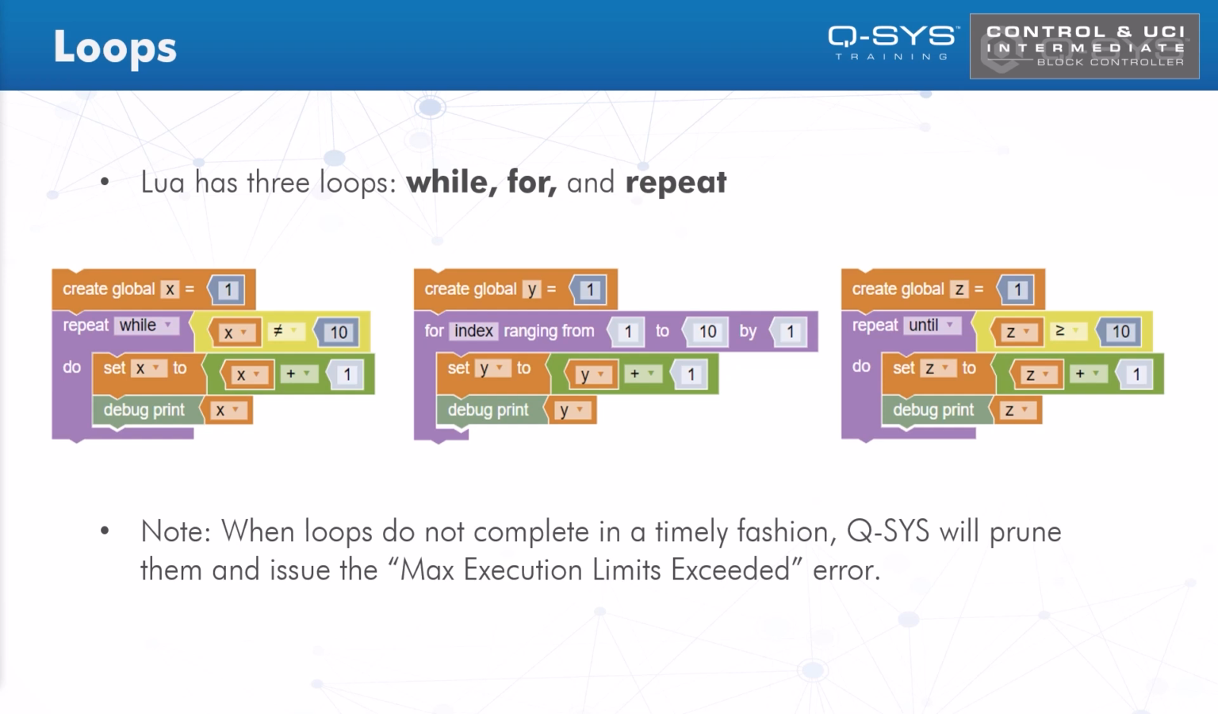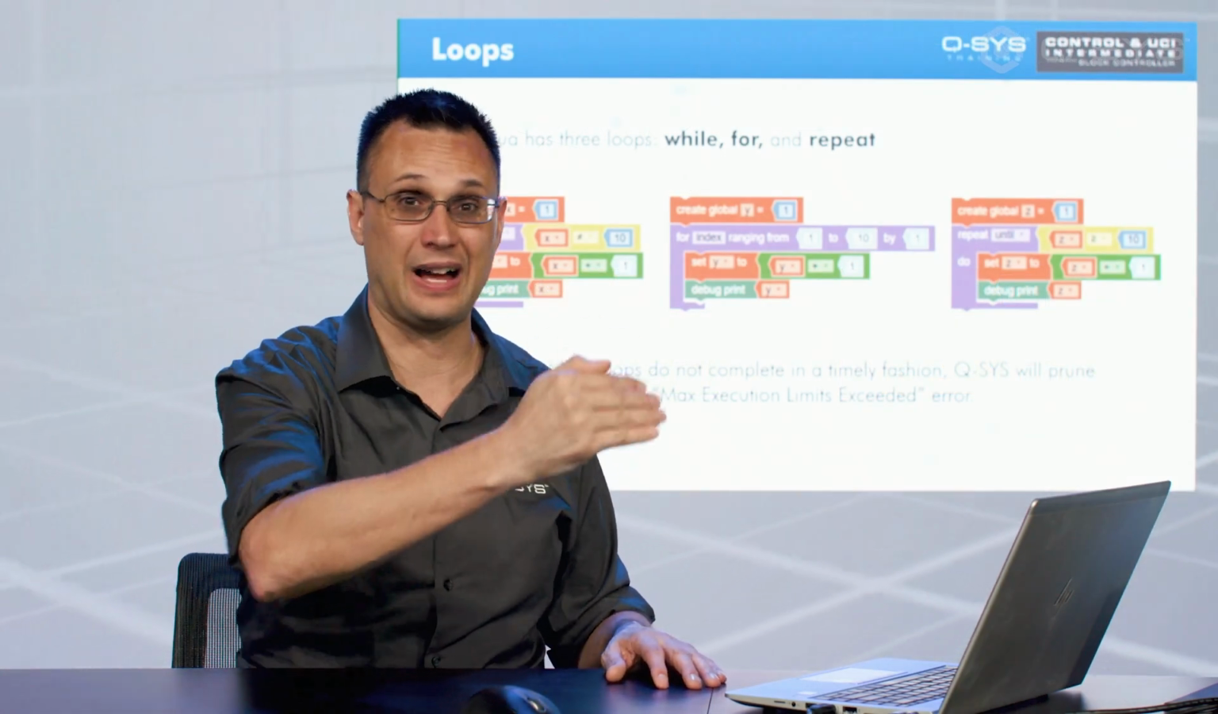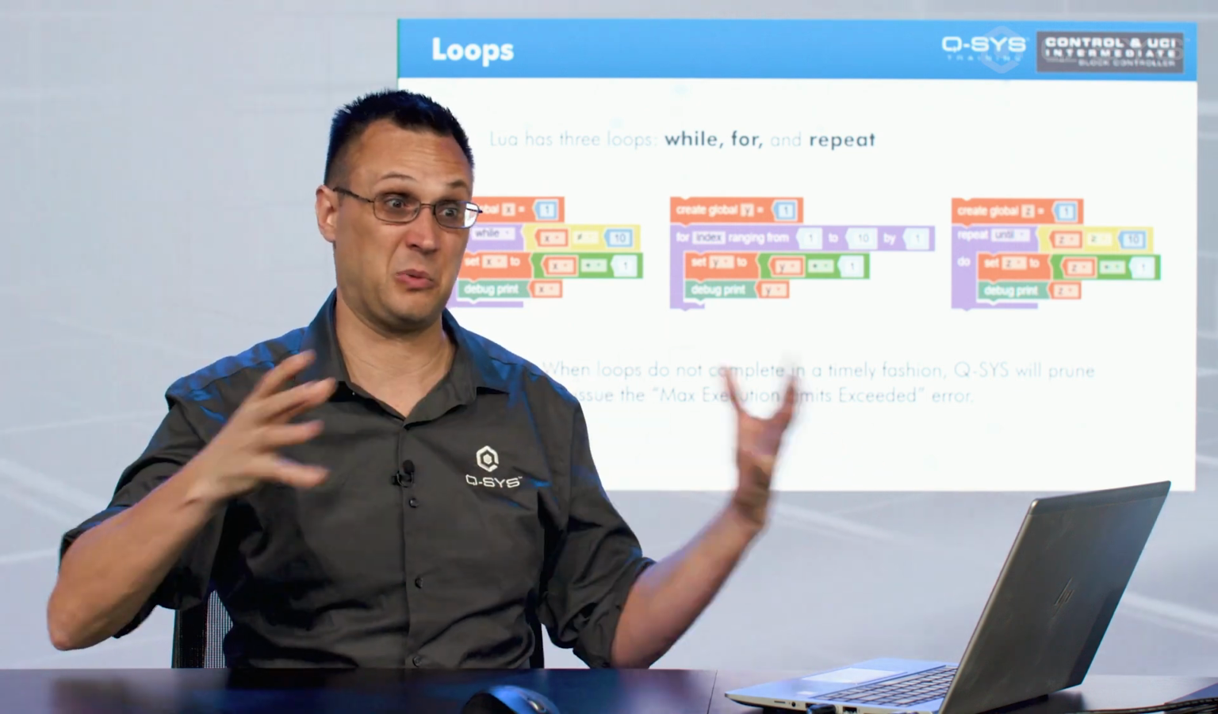Then there's the middle one. The middle one is the for loop. This one says, for index ranging from 1 to 10 by 1. What does that mean? Okay, we've seen indexes before. We've seen how that's just you counting the number of items essentially in an array. Here we've got what you would call an array of the numbers 1 through 10.